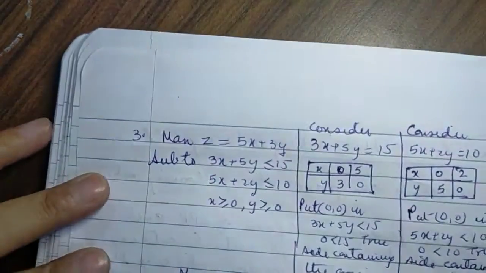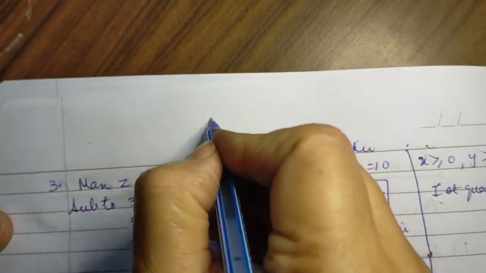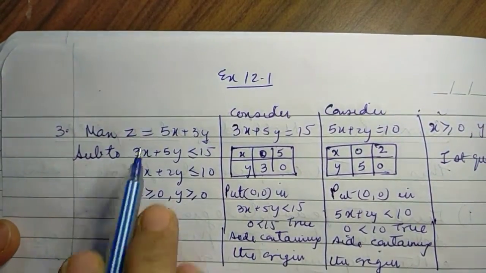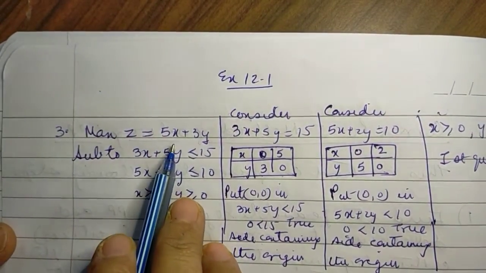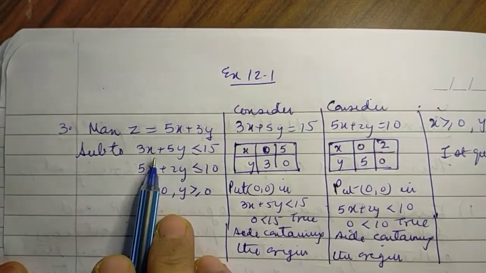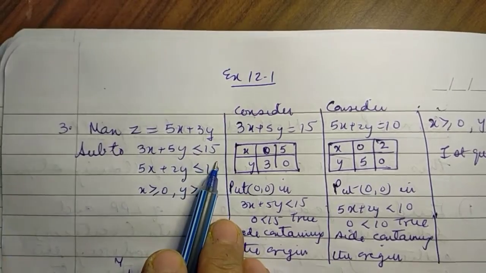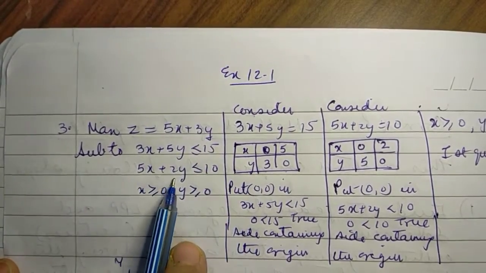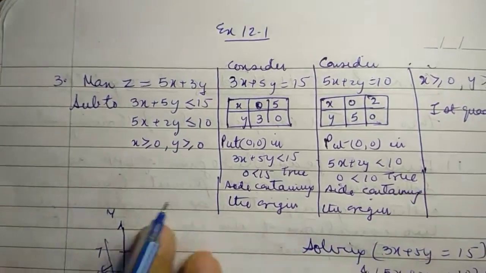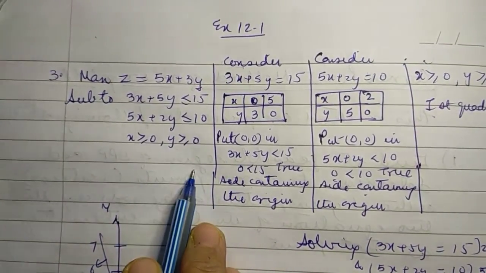Okay, and for that, let us consider question number 3 of exercise 12.1. It says maximize z equal to 5x plus 3y subject to the constraints 3x plus 5y is less than or equal to 15, 5x plus 2y is less than or equal to 10, x greater than or equal to 0 and y greater than or equal to 0.